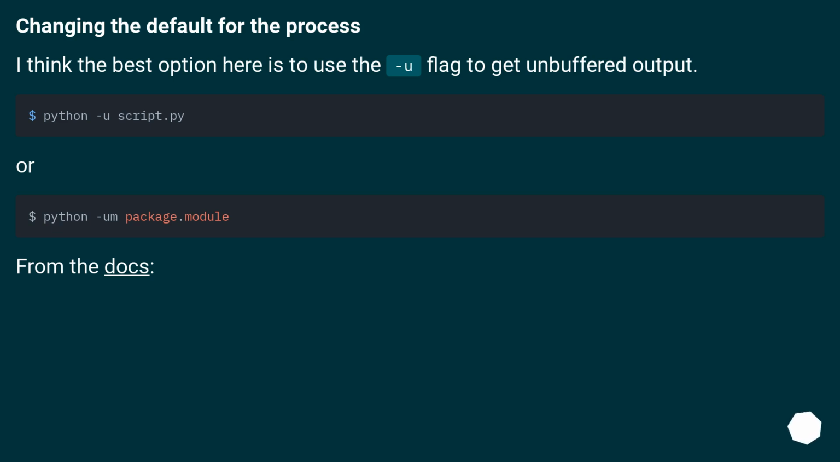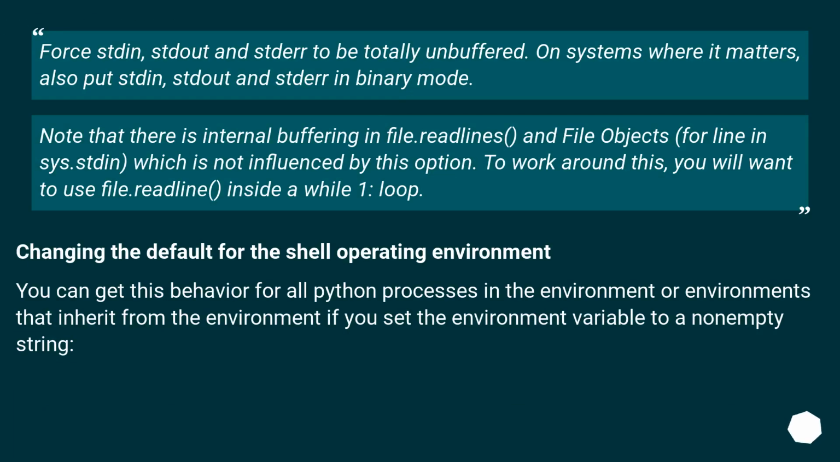Changing the default for the process. I think the best option here is to use the -u flag to get unbuffered output. From the docs: force stdin, stdout and stderr to be totally unbuffered. On systems where it matters, also put stdin, stdout and stderr in binary mode.